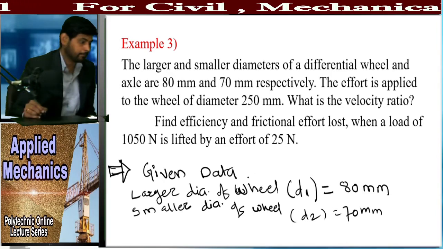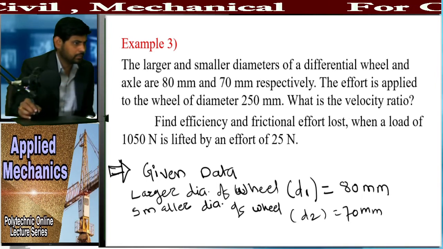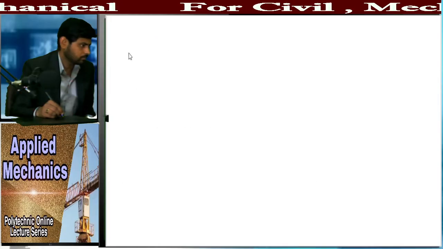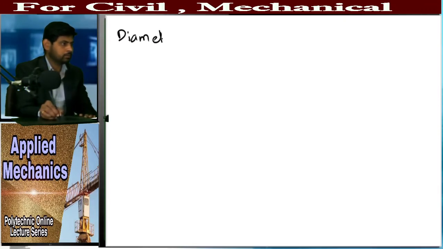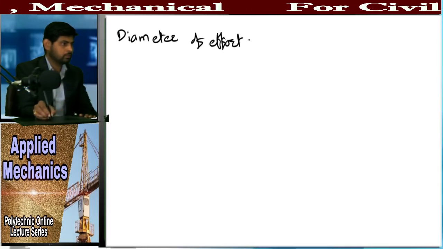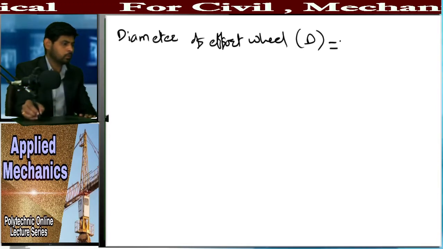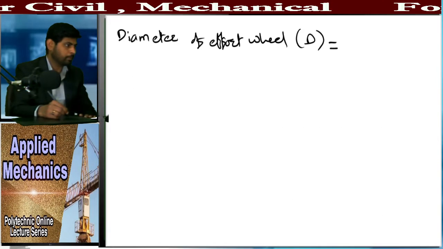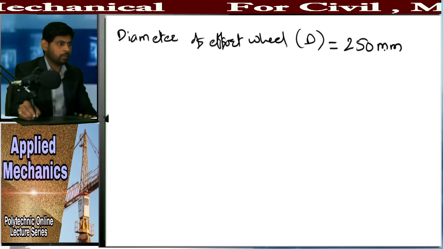After that, the diameter of the effort wheel is given to us. The applied effort is applied on the wheel, that is the diameter of the effort wheel. So you can see here, the diameter of the effort wheel, capital D, is equal to how much is given? 250 mm.